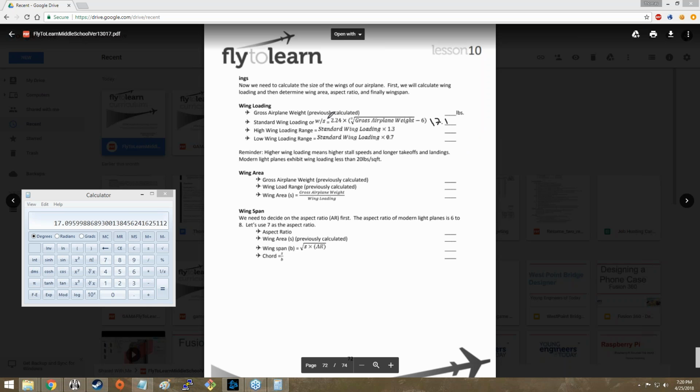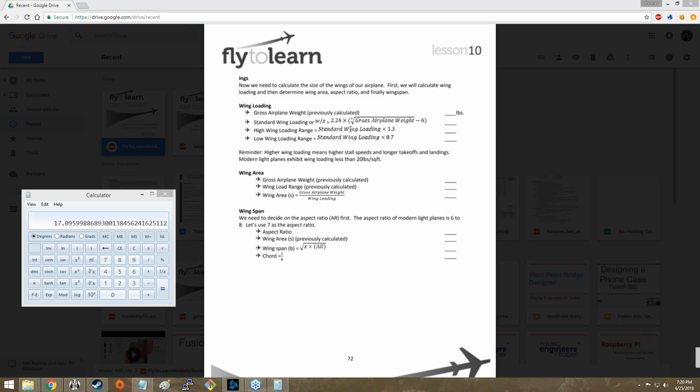Unfortunately, we don't really have an explanation as to why this is a standardized calculation. How can we get standard wing loading by taking the cube root of the gross airplane weight minus 6 and then multiplying it by 2.24? That's not explained here. So for now, it's just got to be memorized, which is annoying. I really don't like it when it's just something that's memorized as opposed to actually knowing why something like that exists. But hey, we've got a standard wing loading.